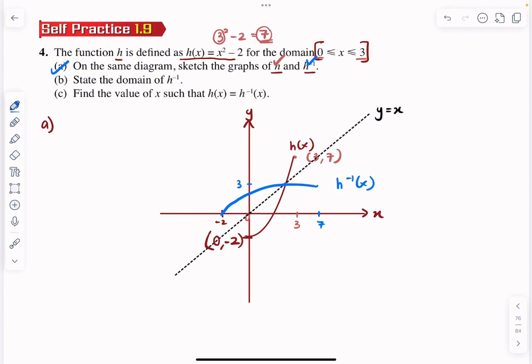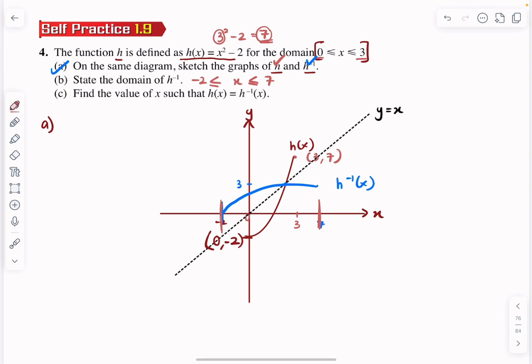So this is question A. They asked us to sketch. Next, B. State the domain of h inverse x. So the domain will be from here until here. So we can say B is between negative 2 and 7. This is our domain. From negative 2 all the way until 7. This is for h inverse x. The graph goes from here to here.